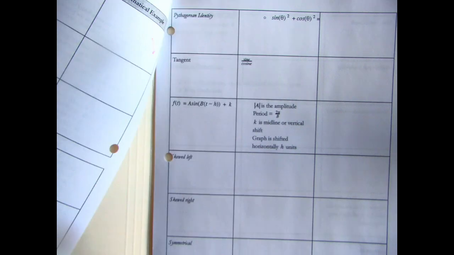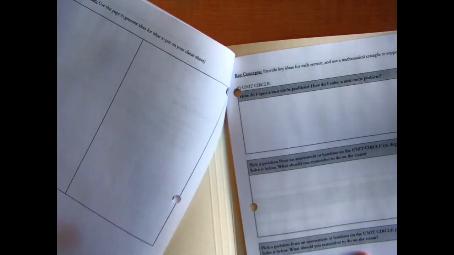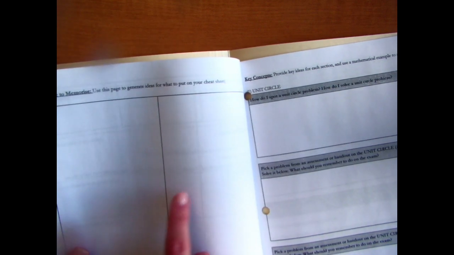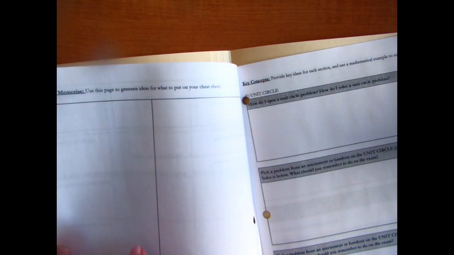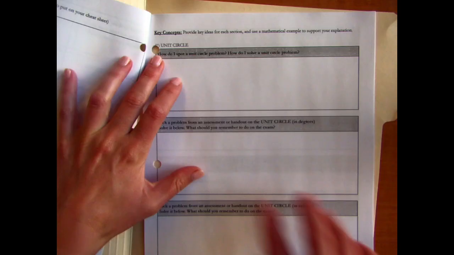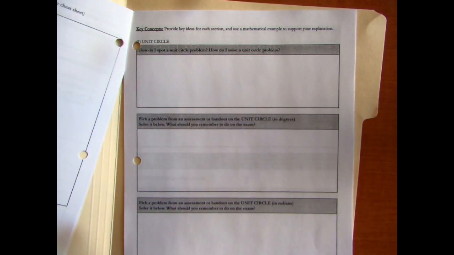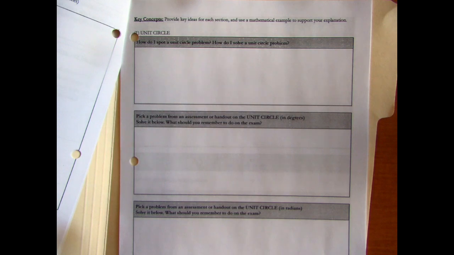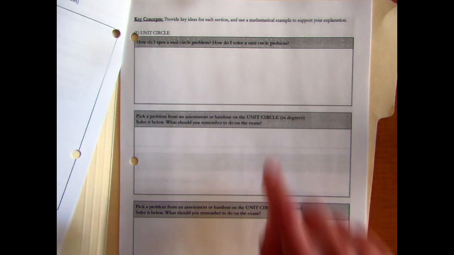For now, I want you to focus on page 5. You have an area where you can start organizing key formulas for your cheat sheet, and I'll give you some ideas of what to put on there in a second. The majority of what we're focusing on today starts on page 6, and it's key concepts. So the basic idea here is we're thinking of the main key concept of a unit circle problem, and then we're looking back at an assessment or a handout on the unit circle, and then we're putting an example in here to show how we would solve that type of question.